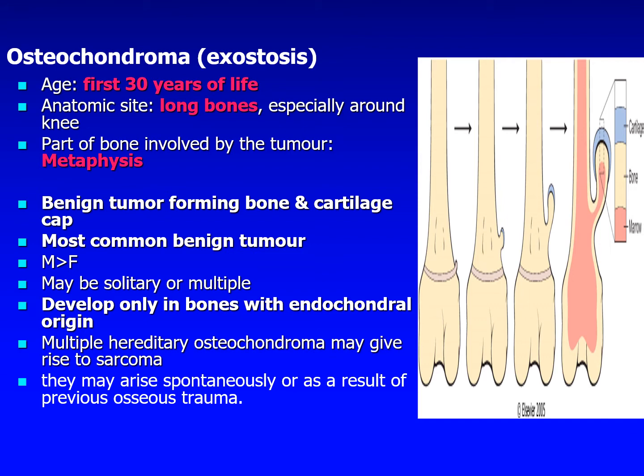It usually affects people in the first 30 years of life, and it involves the long bones, especially around the metaphysis. It is the most common benign tumor of the bone, and it is a benign tumor forming bone and a cartilage cap. It may be solitary or multiple, but if it is multiple, it can be associated with sarcoma. It may arise spontaneously or as a result of previous trauma.